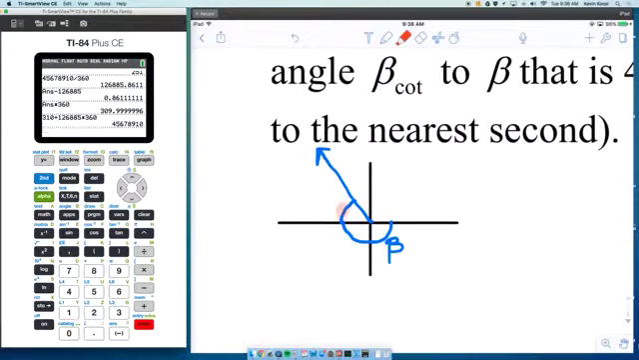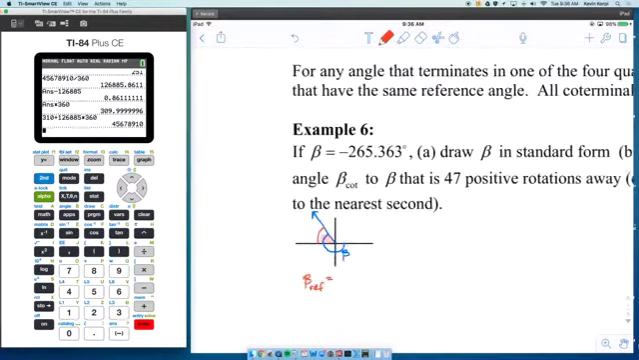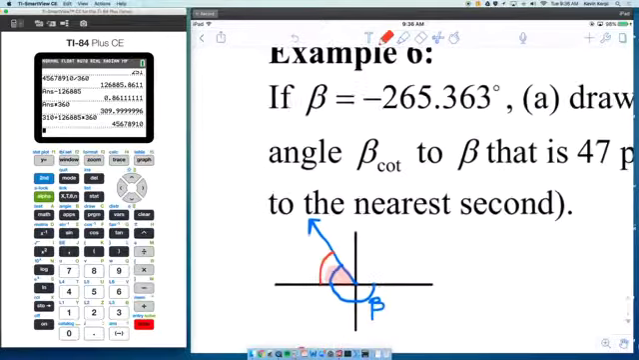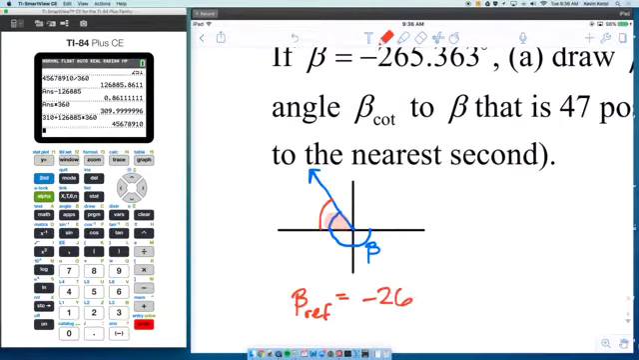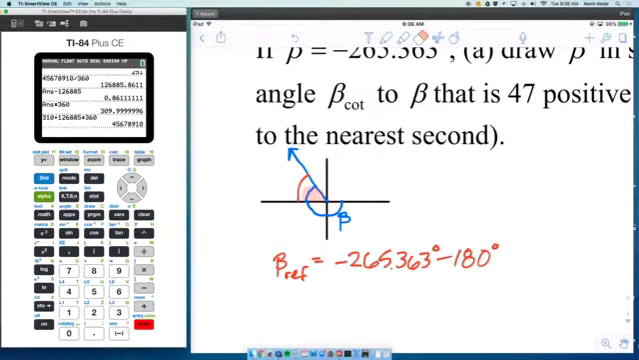Part B, find the reference angle. Well, the reference angle is going to be the positive acute angle between the terminal ray and the closest x-axis, which is over here at 180. So how am I going to find that? Well, you have to be careful. If I do the angle minus 180, the angle's negative. So if I go negative 265.363 minus 180, that's going to add them and give me an even more negative angle. Since we're looking for positive distances, you can just work with magnitudes of the angle. It's a little bit easier.